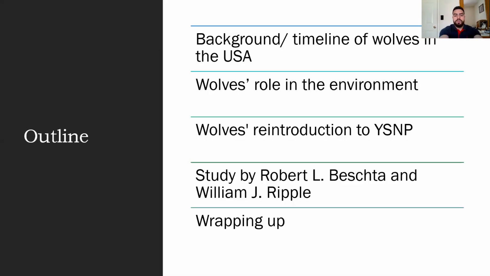Before we dive in, let's go over a quick outline of where this presentation is going. I'm going to start off with a little bit of background and history of wolves in the United States and how they came to this point. Then we're going to talk about the wolves' role in the environment and how they're essential, and then the wolves' introduction to Yellowstone National Park. Then we're going to go over a study by Robert Beschta and William Ripple, and then we will wrap things up from there.